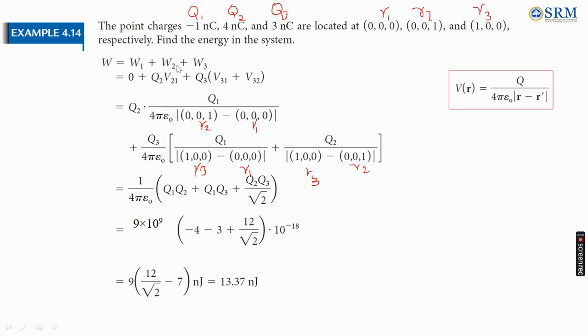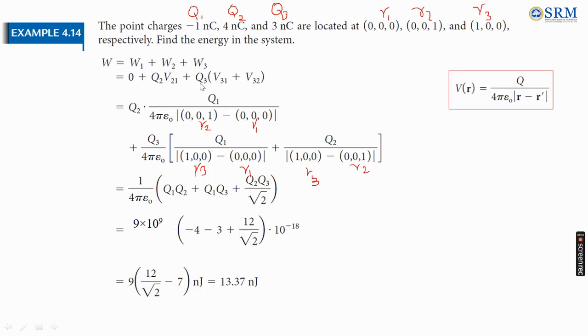Coming to W2, it is the product of Q2 into the potential V2 at point P2 due to the charge Q1. So due to the charge Q1 only, we are writing the potential at P2, right? So Q1 divided by, as per this formula, 4 pi epsilon naught times the magnitude of R2 minus R1, because we are interested in finding the potential at point P2.